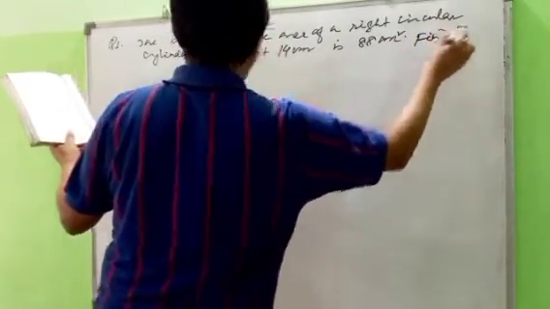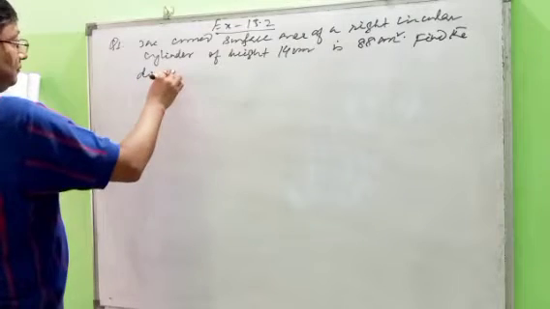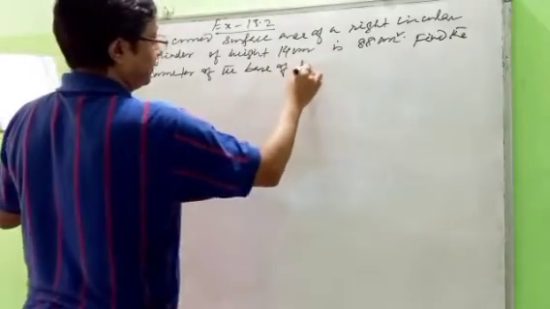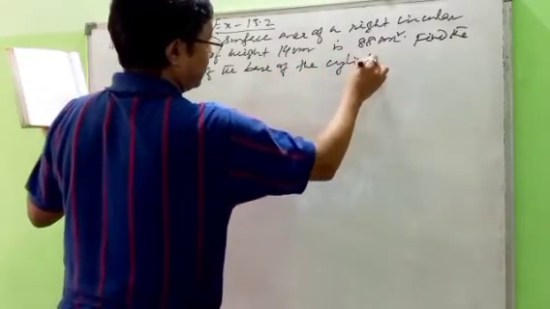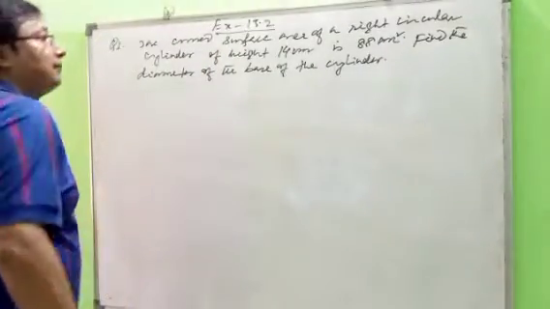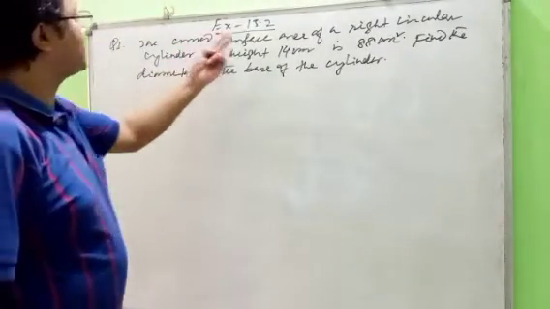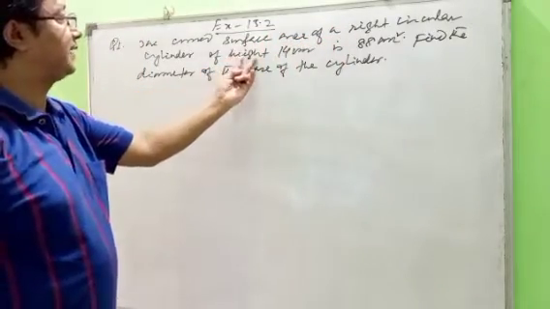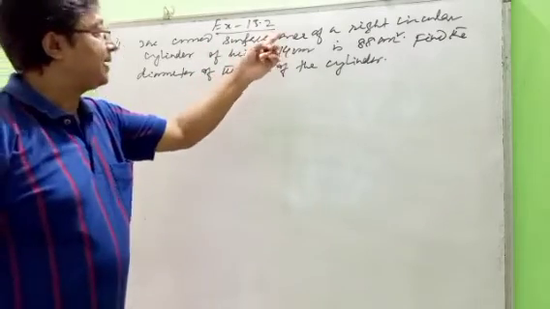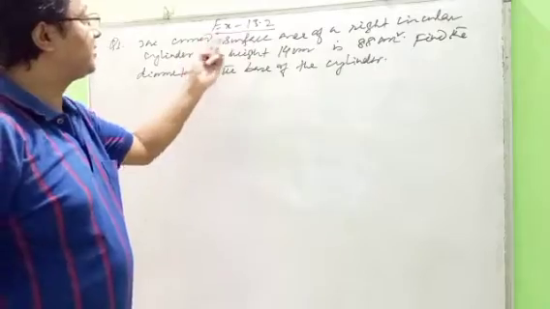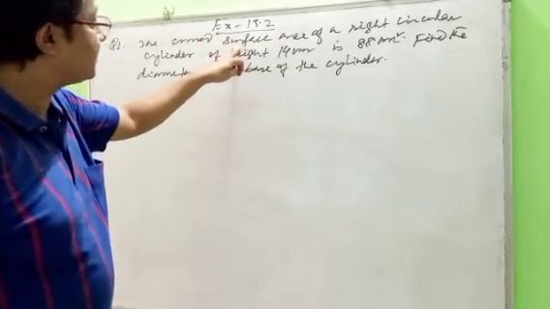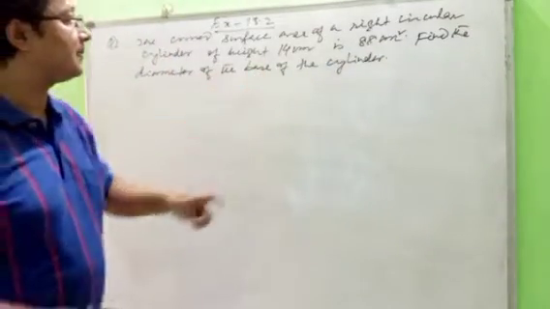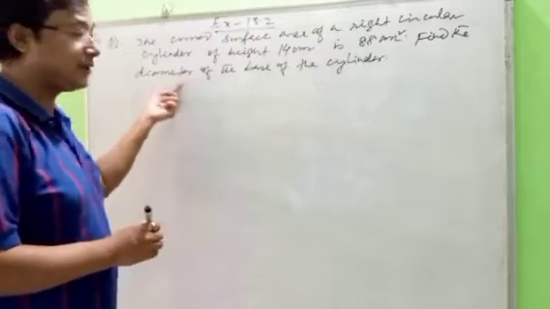So find the diameter of the base of the cylinder. Here they have given the curved surface area of a right circular cylinder and the height. The curved surface area is also called the lateral surface area, and it is 88 centimeter square. So you are going to find the diameter of the base.